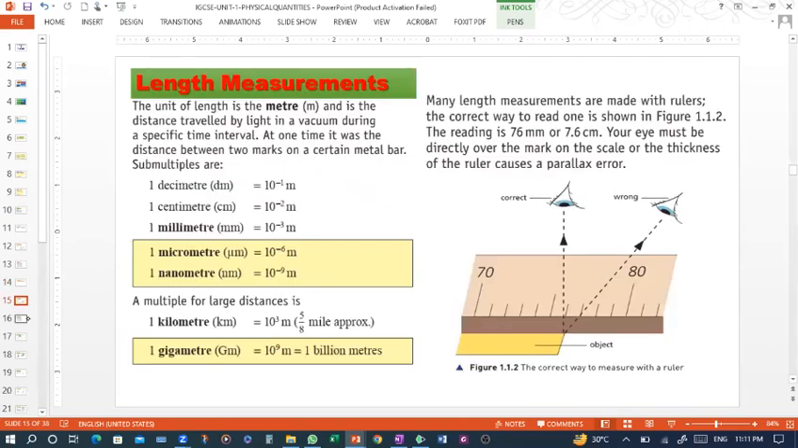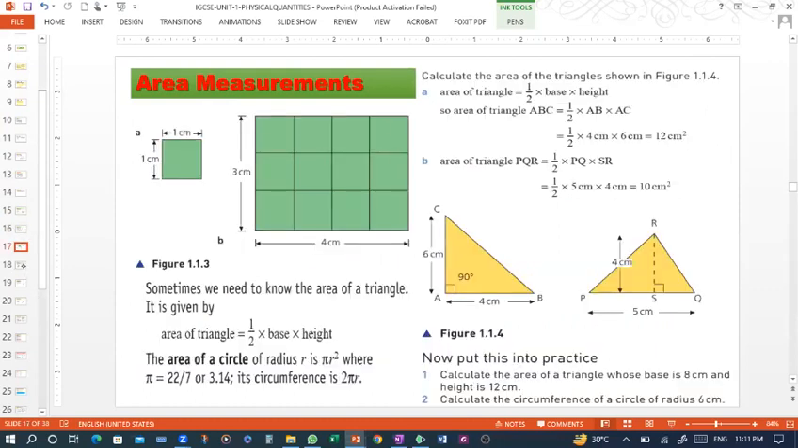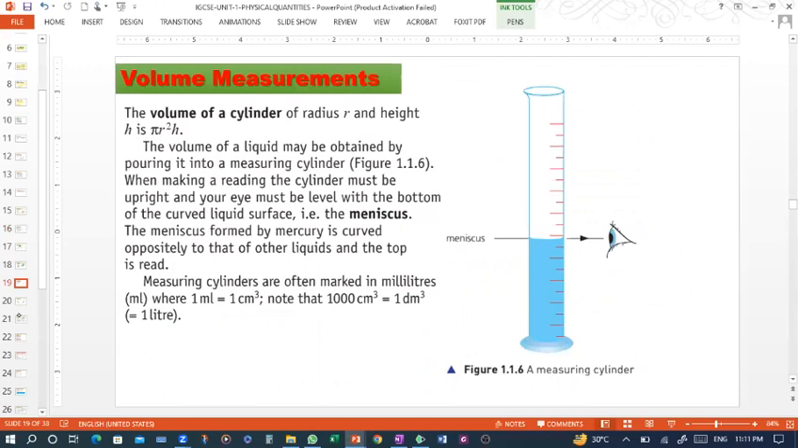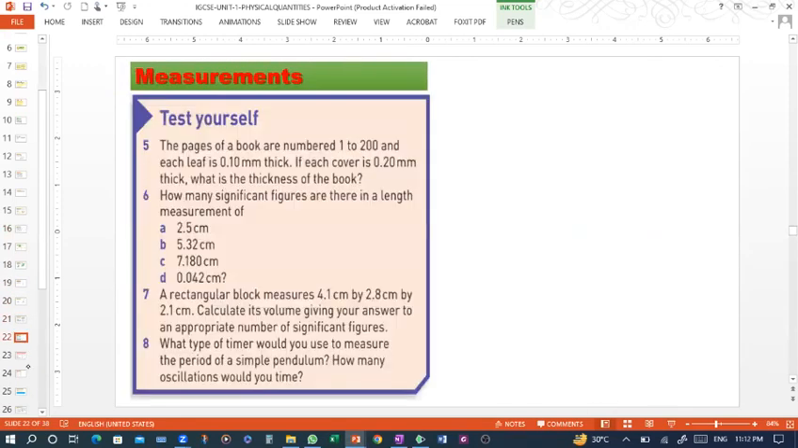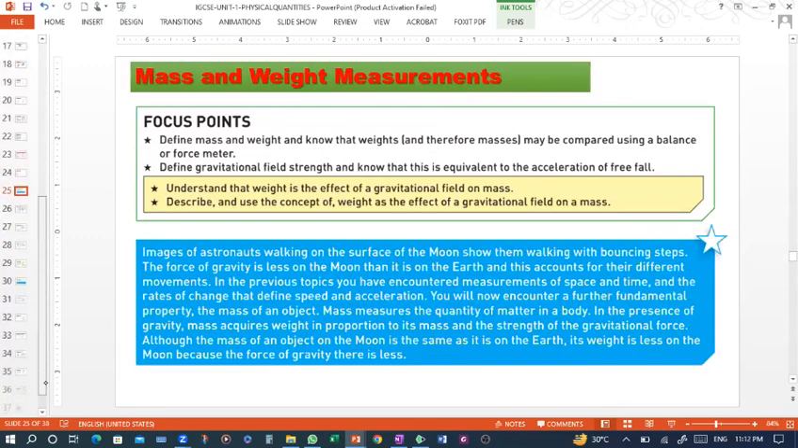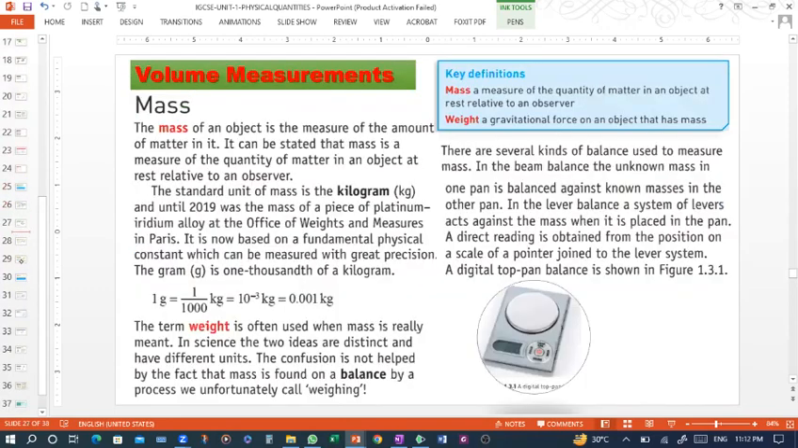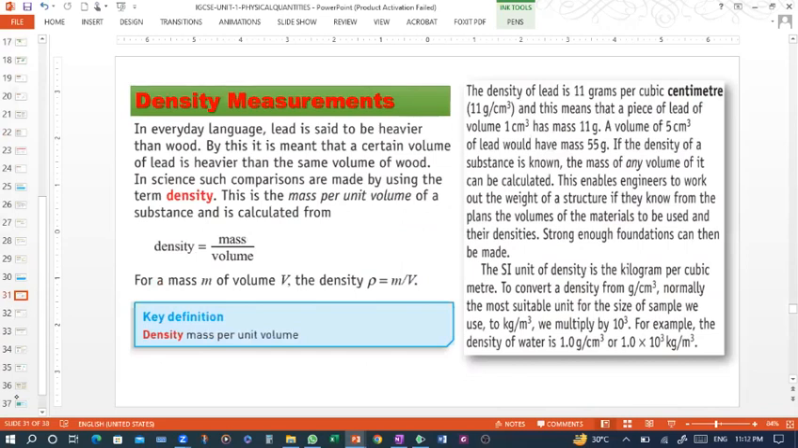I will address that. Then we will be talking about length measurement, then area measurement, then volume measurement, then time measurements, and so on. Actually, these are all the relevant contents from your book, volume measurements, and then density and mass, weight, and density. Basically, all this is related to your measurements. I will try my best to cover all of these areas, but in a bit refined way.